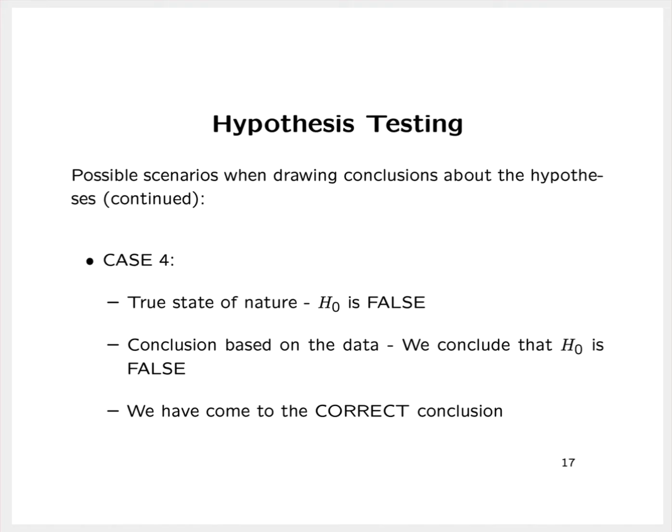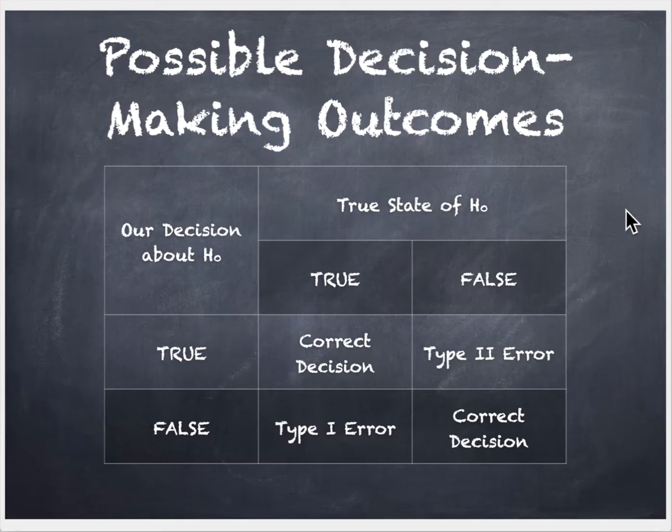Now, I've got a diagram that I've made that I think will help us visualize this a little bit better. And so I have a two-way table. This shows the possible decision-making outcomes when performing hypothesis tests. The columns here correspond to the true state of the null hypothesis. Either the null hypothesis is true or the null hypothesis is false. The two rows correspond to our decision about the null hypothesis based on the data. All right, and so we can conclude that the null hypothesis is true, or we could conclude that the null hypothesis is false.